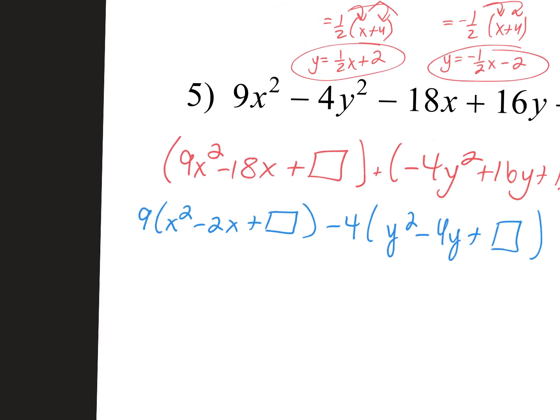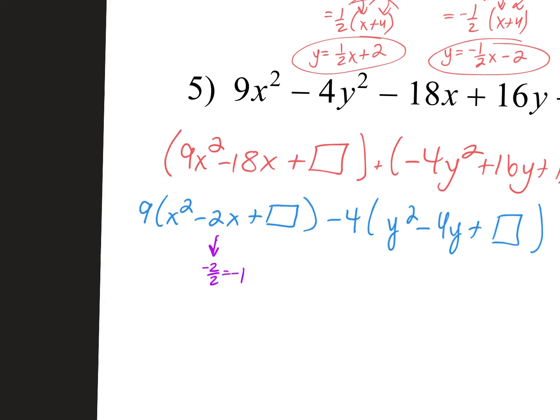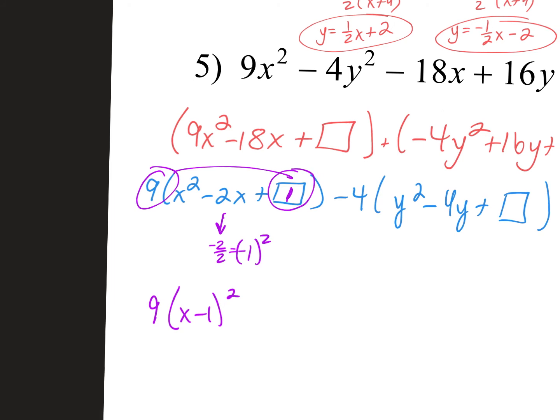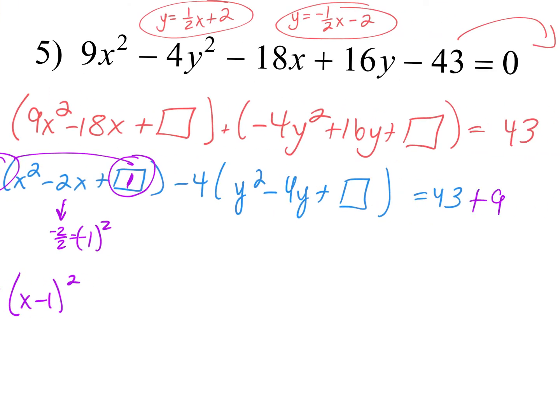So now we go through the completing the square process. Negative 2 divided by 2 gives me negative 1. So I have my 9. What does my parenthesis look like? X minus 1 squared. And then when I square negative 1, I get a positive 1, right? So 9 times 1 is 9.